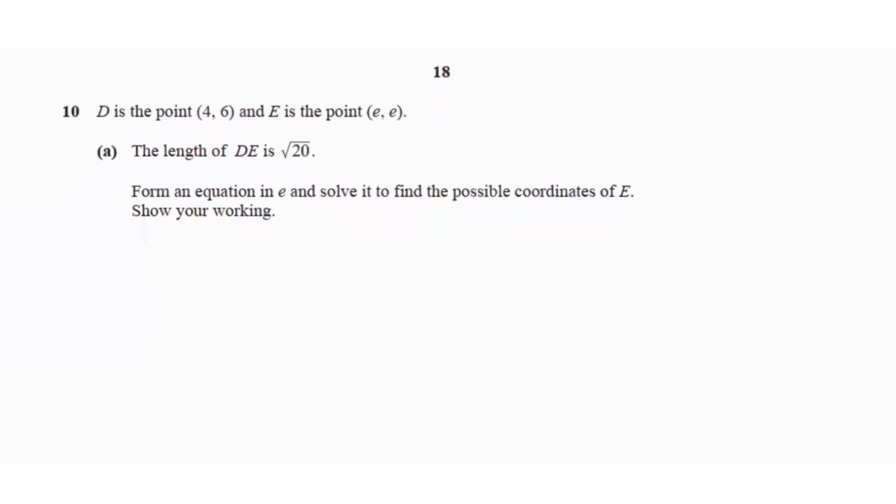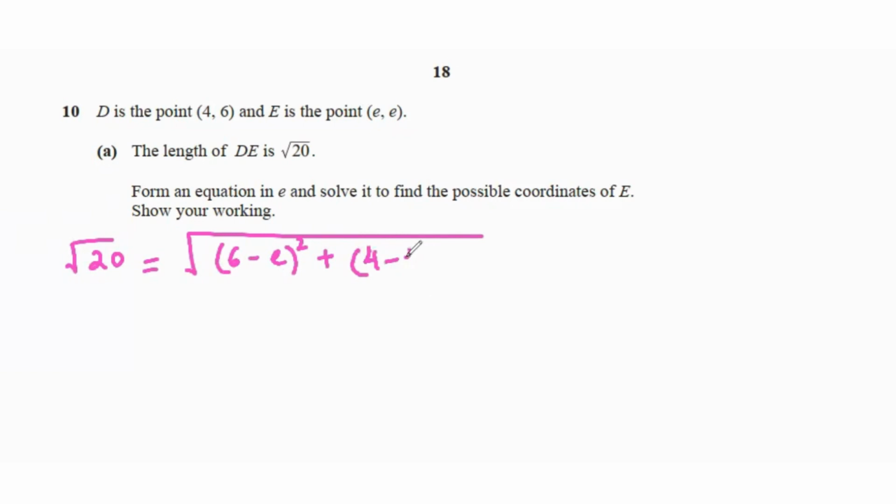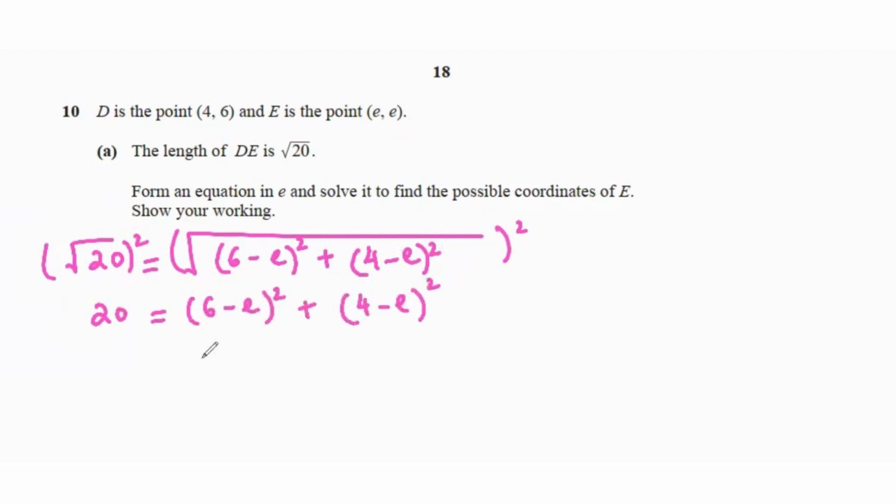Question 10 says D is the point (4, 6) and E is the point (E, E). The length of DE is square root of 20. Form an equation in E and solve it to find the possible coordinates of E. So we're going to do square root of 20 equals square root of (6 minus E) whole square plus (4 minus E) whole square. Both the square roots get cancelled out because I'm going to square both sides. That's going to leave us with 20 equals (6 minus E) whole square plus (4 minus E) whole square.